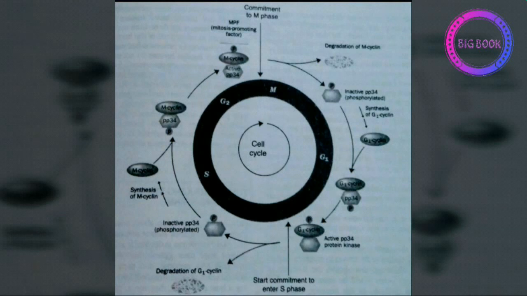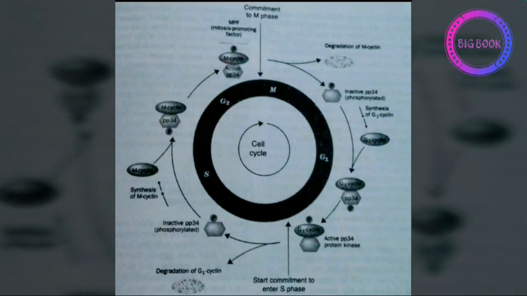In the G1 phase we can see that PP34 remains inactive but phosphorylated, and it gets attached to the G1 cyclin to form the complex or factor which can initiate the S phase. That is, it forms the active PP34 protein kinase complex, and it starts the commitment to enter S phase. Further, after the commencement of the S phase, the degradation of the G1 cyclin will happen. During the S phase, the synthesis of the DNA will take place.